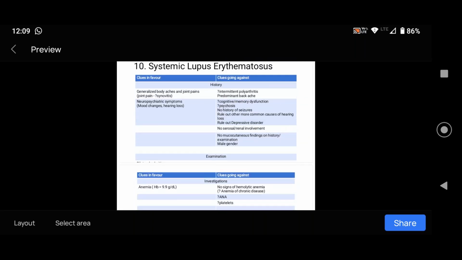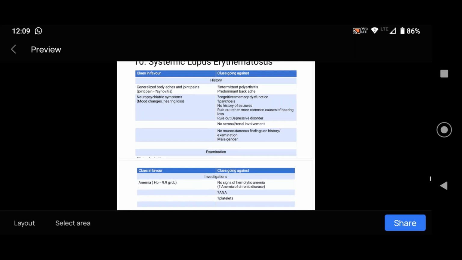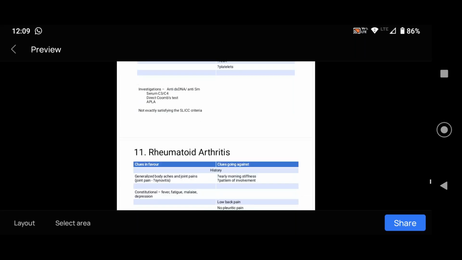So you're right that in your differentials, it is coming as number 10, 11, and 12. So I would also keep it very low down on my differential diagnosis. Very good. What else?